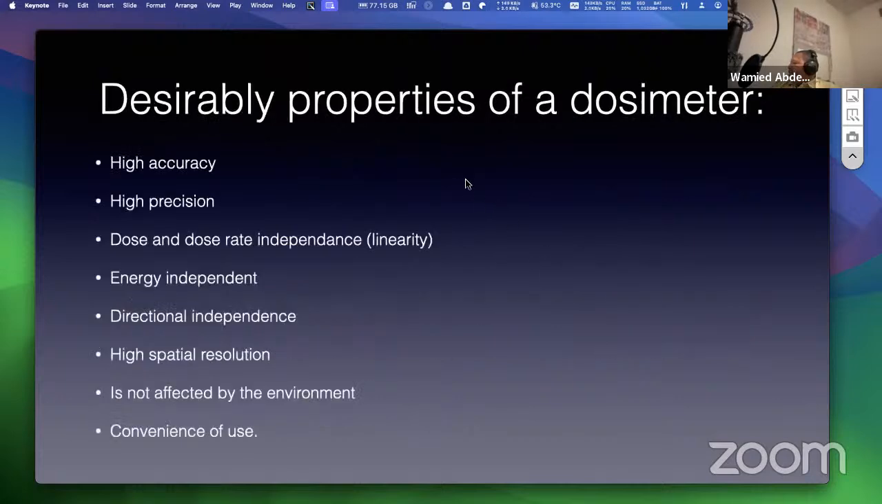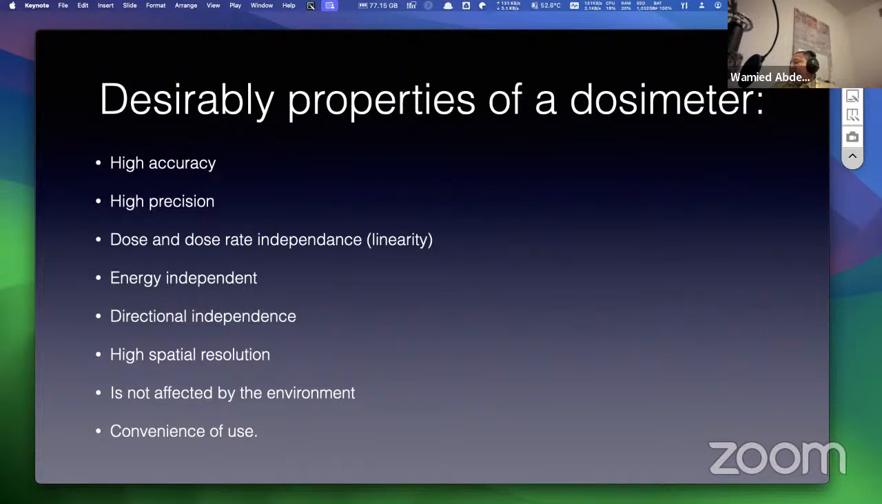So, the desirable properties of the dosimeter. If we would like to have a dosimeter, we probably want it to have high accuracy, and we'll define these terms. And we want this dosimeter to have high precision. Another desirable property of the dosimeter would be, for example, that we want it to be dose and dose rate independent.